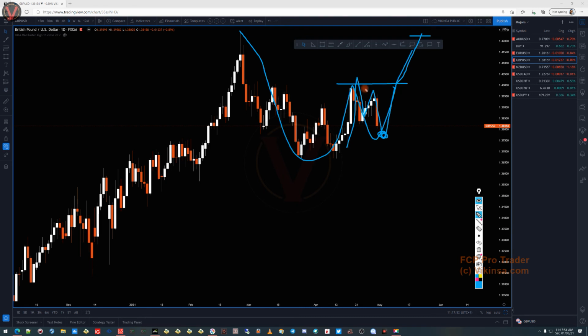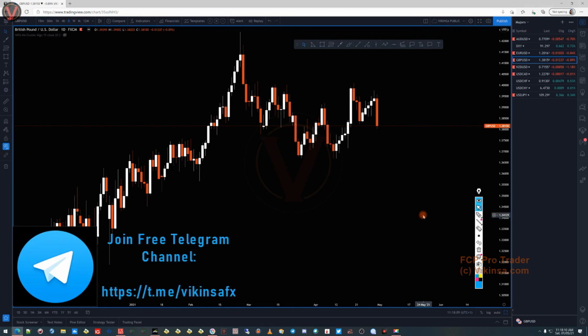So how do we play this? We look for a pullback and then we look for a short. However, if the market starts to go higher and actually violates this 1.4 level, then we are looking for only long positions. Okay. Right, so let's bring in the original analysis here, and this is what we had before.